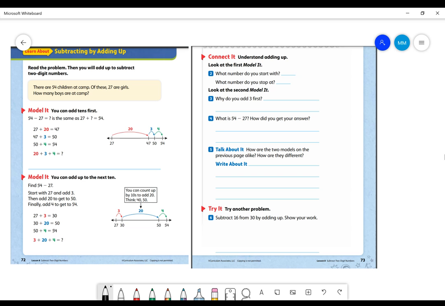So we're going to go ahead and get started by reading our first word problem on page 72 in our instruction page. So make sure you are open to this instruction page with me so we can work together. All right, let's get started.